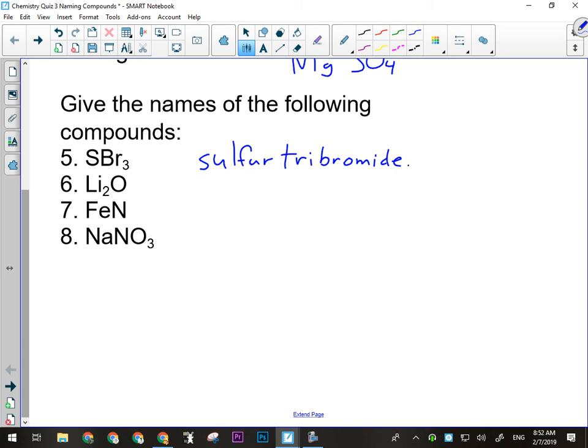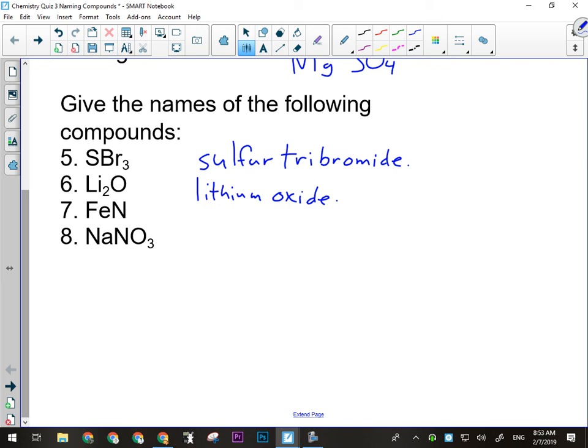Okay, question number 6. We've got lithium and oxygen. Lithium is a metal, so this is an ionic compound. I don't need any prefixes. This is just going to be lithium oxide. Okay, don't need any Roman numerals or anything like that because lithium only has one possible charge.